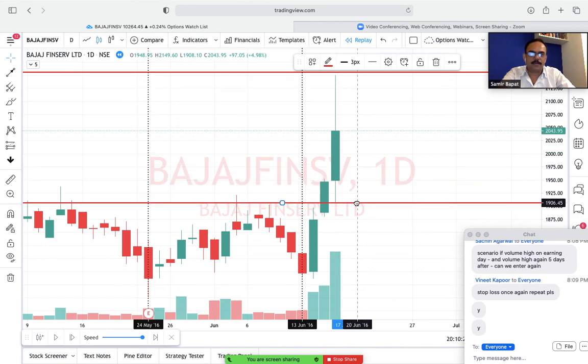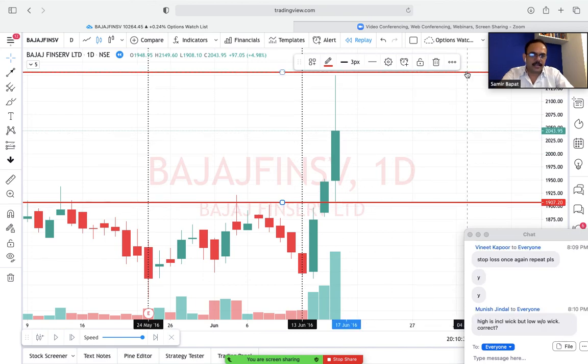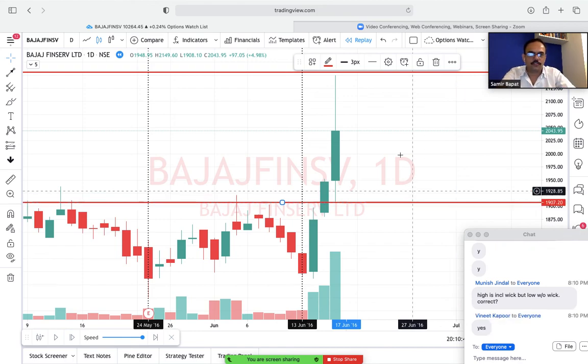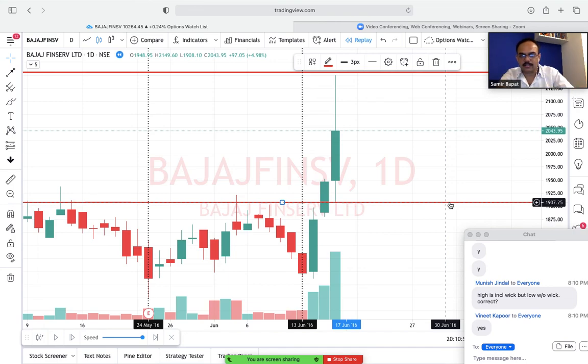So we'll keep the low, this is the high. If it crosses above this high, we will enter. After entering, if it closes below this line, then we exit. Vinith, is the entry and exit criteria clear? First, stop loss. We'll enter here as soon as it crosses here, but we will exit as soon as it closes below this line. Okay, good.